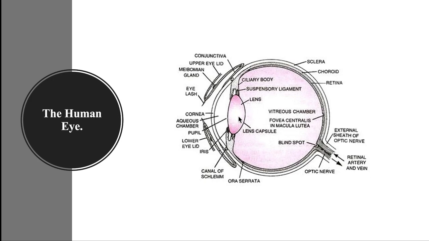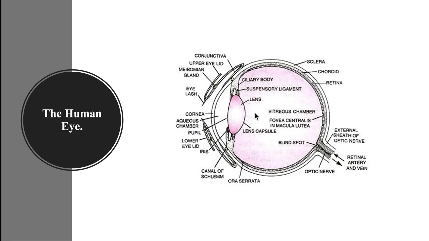Now, by changing the size of the choroid, the structure it forms, called the iris, regulates the amount of light entering the pupil, the hole in the center of the iris. So when the iris contracts and becomes smaller, less light enters. When it becomes wider, more light enters.